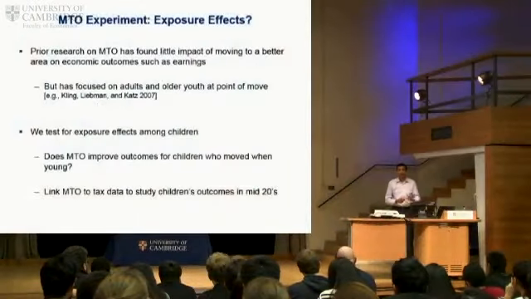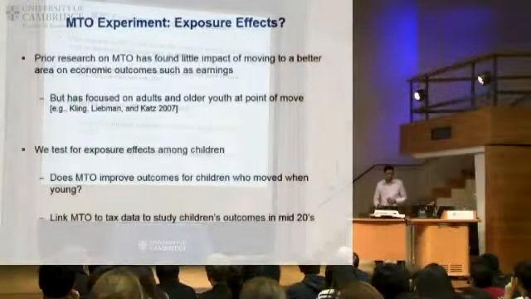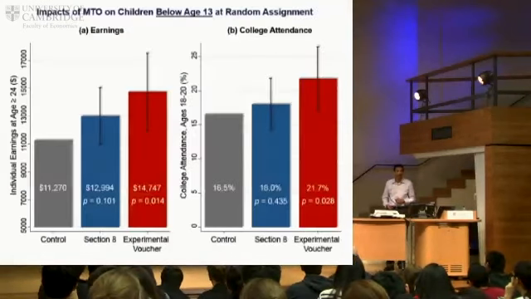So in order to do that, we took the Moving to Opportunity data on these 5,000 families and linked that to the federal income tax returns, which I was using in the previous lecture, so that we'd be able to track the kids forward and look at their outcomes as adults in their mid to late 20s. So let me show you the results of that analysis.